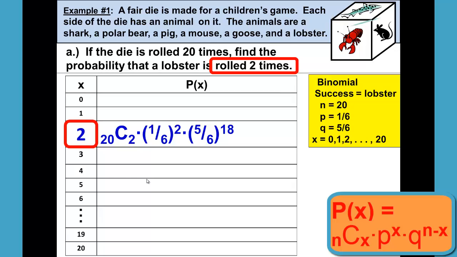And our formula, 20 is the total, C2 times 1/6, our probability of success, and 2, our number of successes, so that's 1/6 to the 2nd power, times 5/6, our probability of failures, raised to the 18th power, because if there are 20 total, minus 2 successes leaves us 18 failures. And that gives us 0.1982.